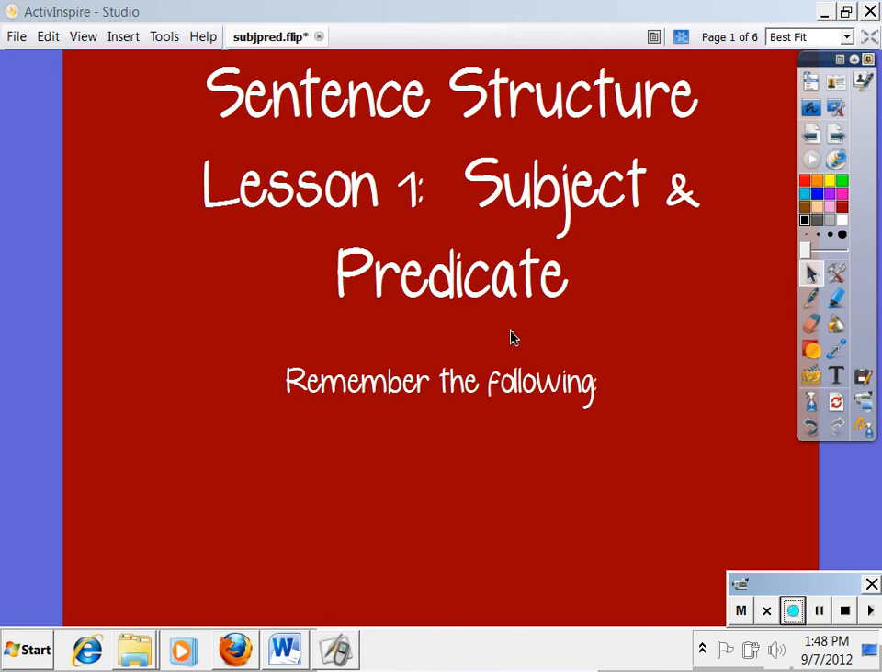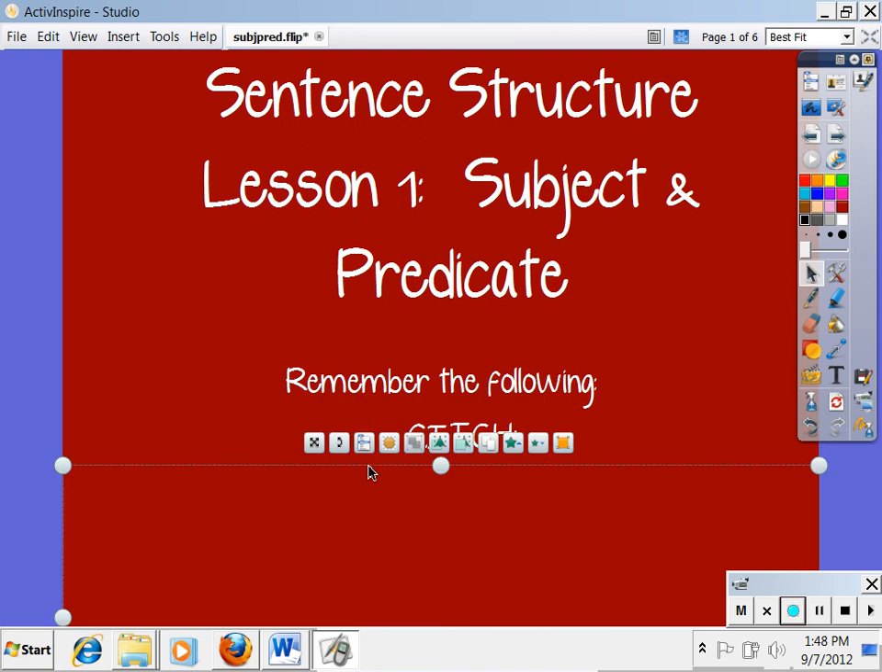Welcome. Our first official flipped lesson is from the Sentence Structure series. Lesson 1 is on subjects and predicates. I'm hoping that this information is a review for most of you, but I want to make sure that we are actually reviewing and using a common vocabulary. So please don't forget the following things that we've talked about in class.